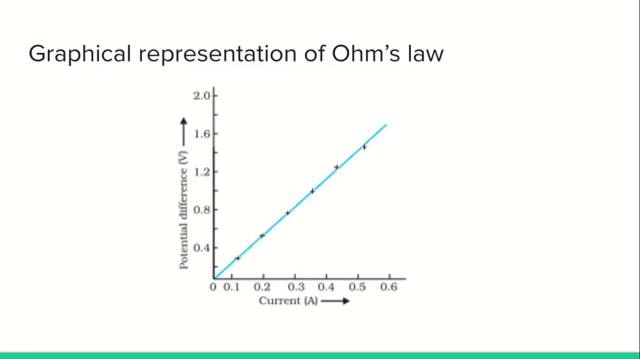So with whatever we have noted down in our tabular column, we make a graph with current on the x-axis and potential difference on the y-axis, and you will find that a straight line graph is drawn. If you get a straight line, the graph is said to be ohmic, O-H-M-I-C, ohmic. And if you are not getting a straight line graph, you call it a non-ohmic graph.